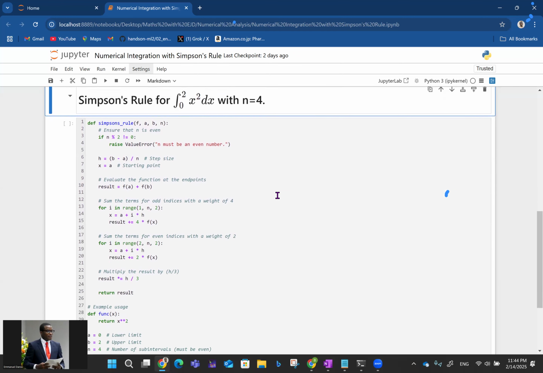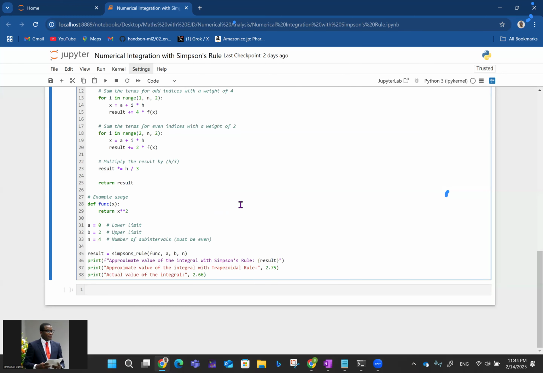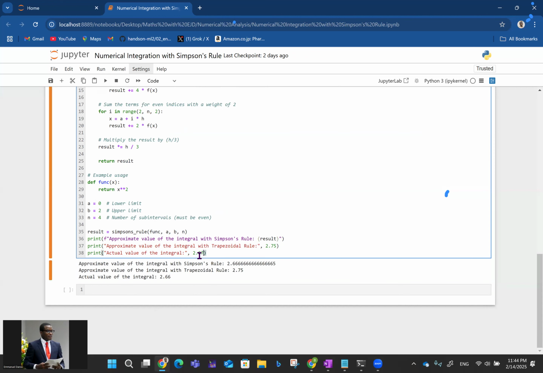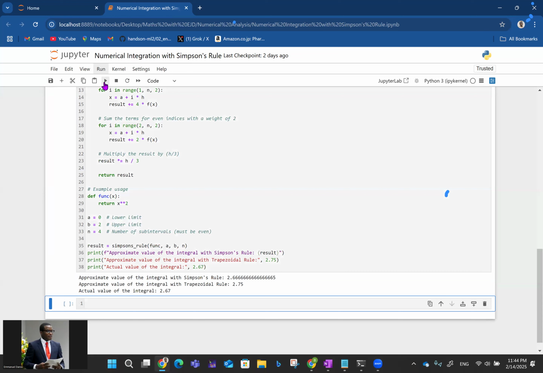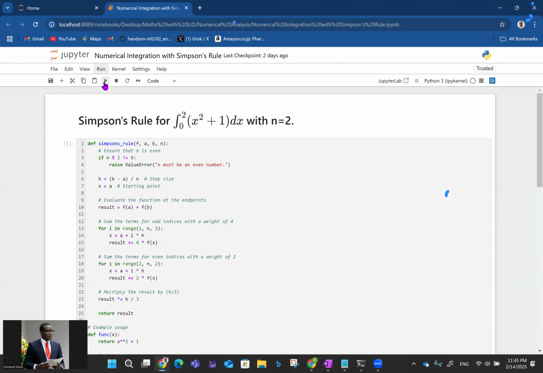Now I intentionally put this because when we did the trapezoidal rule, we integrated x squared dx with n equals 4. So in the code, I also put the result for trapezoidal, which we got as 2.75. Now you see that Simpson's rule gets the exact result, 2.67, while you remember the trapezoidal rule gave us 2.75. The actual value of the integral, to two decimal places, is 2.67. That's 2.66666 and all that. So you see that Simpson's rule is more efficient than the trapezoidal rule, and that's how that works.